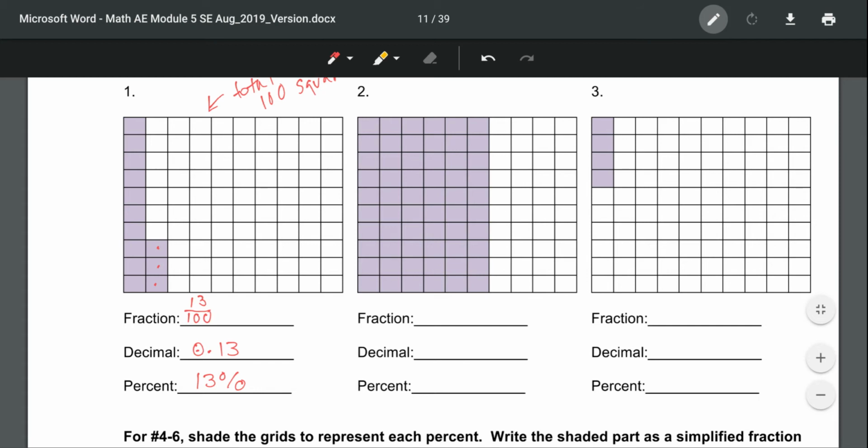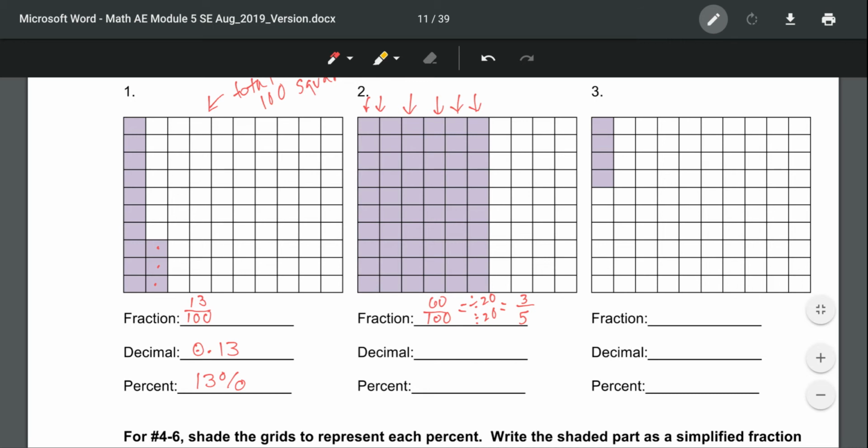Number 2, you have 10 in each column. So since there's 6 columns shaded in, so there's 6 columns of 10, so we have 60 out of 100, which if we reduce it, because 60 and 100 are both even, so they're going to be both divisible by 20. So 60 divided by 20 is 3. 100 divided by 20 would be 5. So 60 over 100 simplifies to 3/5.